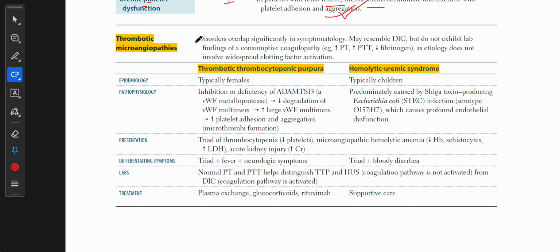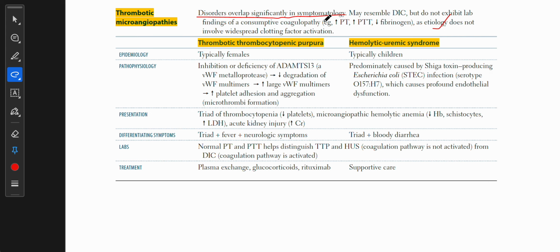So, thrombotic microangiopathies: these disorders overlap significantly in symptomatology, and they may resemble DIC, which is disseminated intravascular coagulopathy, but do not exhibit lab findings of consumptive coagulopathy. For example, increased PT, increased PTT, decreased fibrinogen. Etiology does not involve widespread clotting factor activation. So let's go to the differences, right?